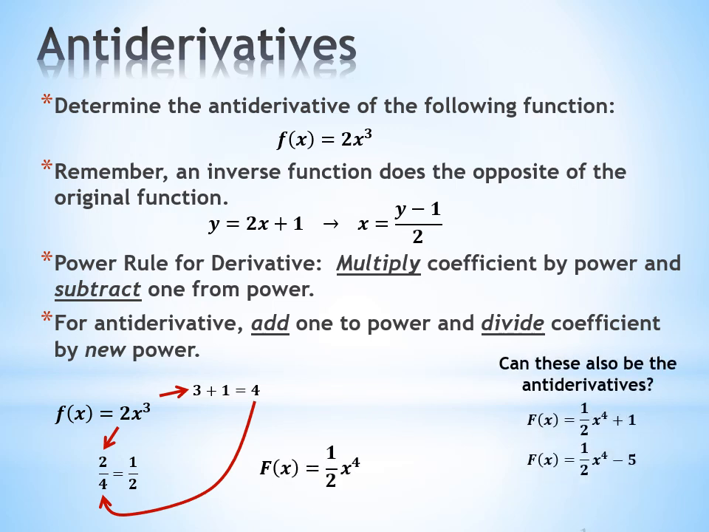Now there is a possibility that I could have several integral functions. If I take the derivative of any one of these, I get this original function here, because when I add or subtract a constant, that constant doesn't change, so the derivative gives me 0. So what we have to do is account for the possibility of some other value, some constant that's going to be added on there. So when we take the integral, we're going to add C onto that.